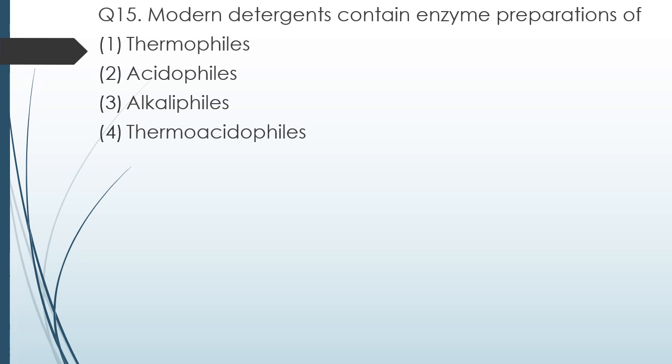Question 15. Modern detergents contain enzyme preparations of thermophiles, acidophiles, alkaliphiles or thermoacidophiles. The correct answer is option 3, they contain alkaliphiles.